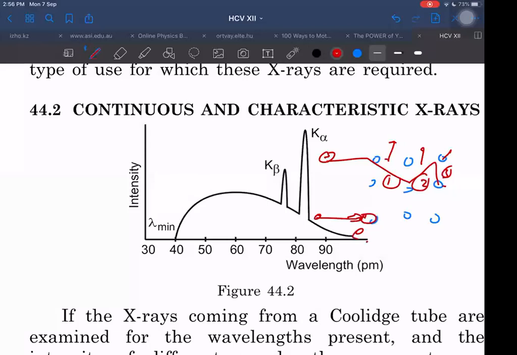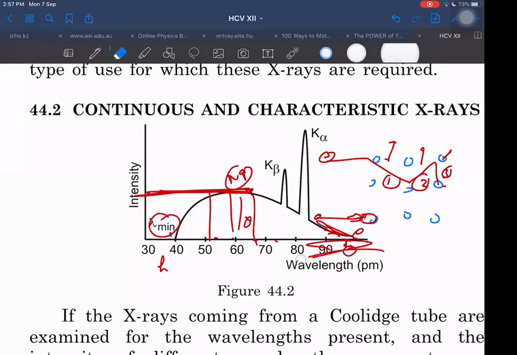Understood or not? So when multiple photons are emitted, the energy of each will become less than hc by lambda minimum. But there will be more photons of such type, so the intensity obtained corresponding to those will be more. Energy per photon will be less here, but the number of photons is larger. At the same time, those electrons which lose very little energy and emit X-rays of very high wavelength also have very low intensity finally.